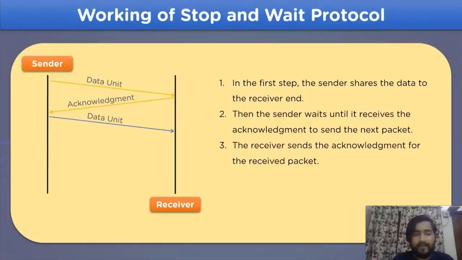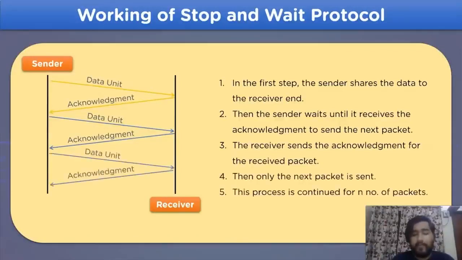Now that the sender side has sent the data for the second time, the receiver side will use this data and only then share the acknowledgement signal. This process of sending data from the sender side to the receiver side and receiving acknowledgement from the receiver side to the sender side continues for n number of times according to the given scenario in the network channel.